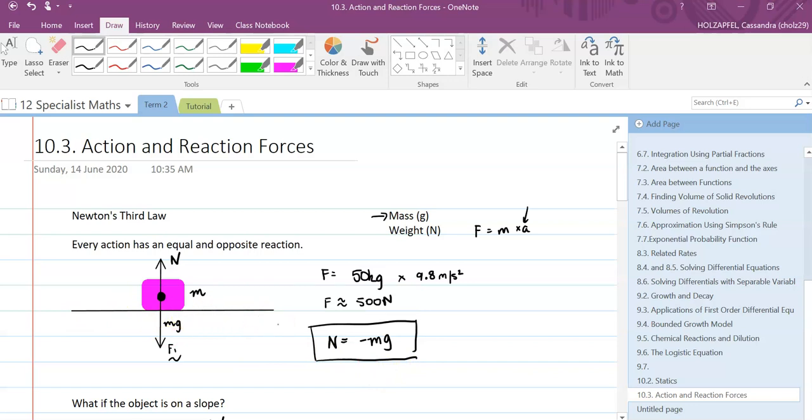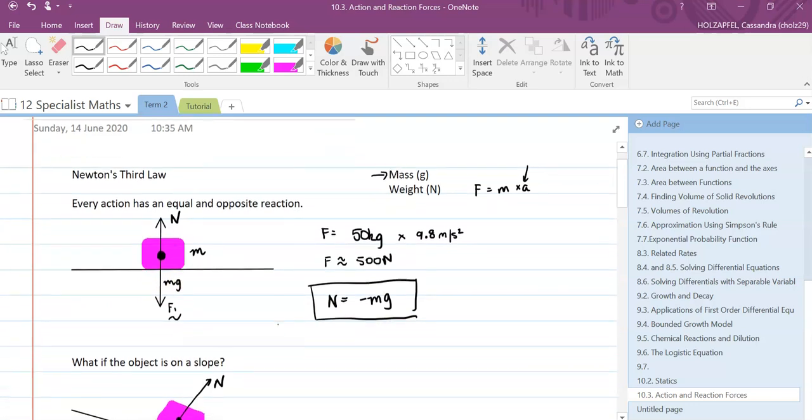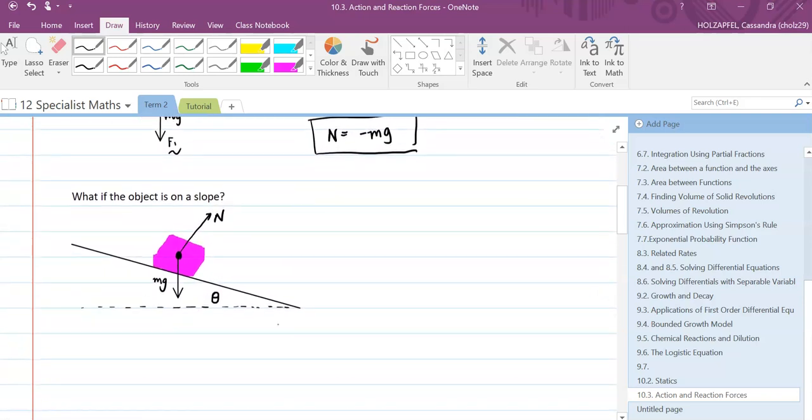What happens if this object is on a slope? Well, this formula is no longer going to work for us because we've got some other variables to consider here. Now, the normal force is always acting perpendicular to the surface that you're resting on. So in other words, it's acting perpendicular to the slope here. So this is our slope here, and this is our normal force that's acting in a perpendicular direction to that.